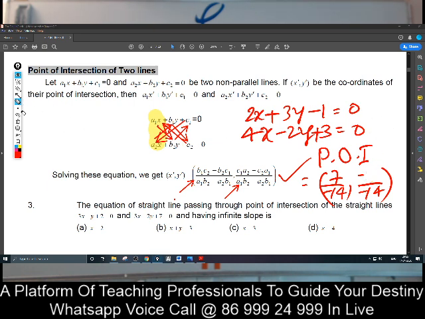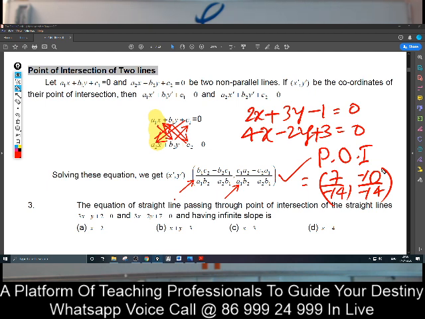That's all the answer. This is the point of intersection. So you practice this so that it will be easy for you while solving the equations.